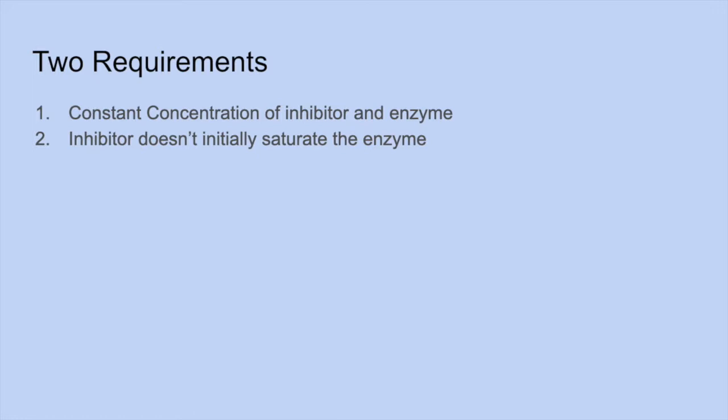Similar to the last video, we will qualitatively visualize the process of adding more substrate to a reaction with an enzyme and non-competitive inhibitor. We will imagine a scenario with two requirements. First, that there is a constant concentration of inhibitors and a constant concentration of enzymes, while the substrate concentration is the only varying quantity. Again, this is because the substrate concentration is our independent variable, and we want the inhibitor concentration and enzyme concentration as controls of our experiment. Second, the concentration of inhibitor does not saturate all the enzymes.